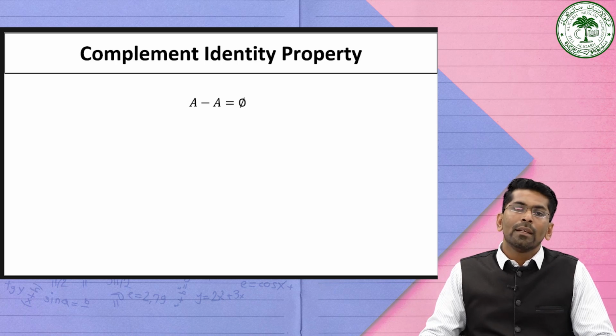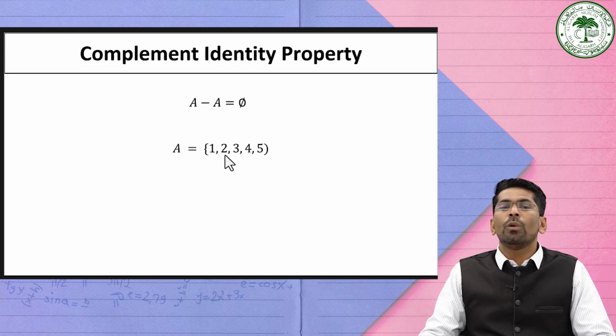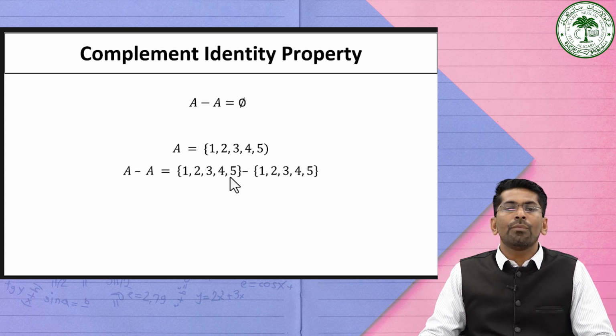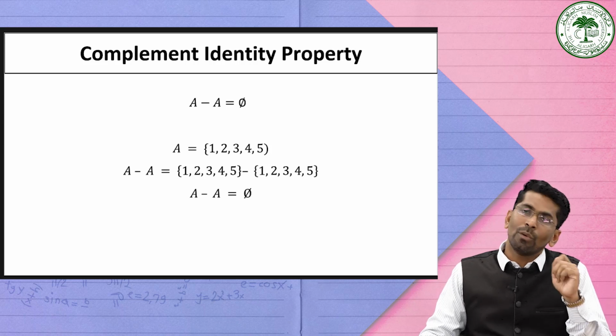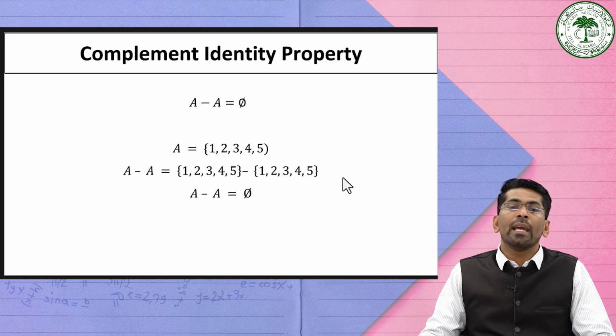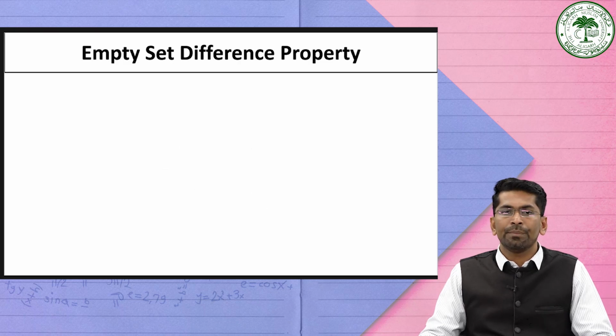We can prove that A minus A is equal to phi by using an example. Let set A be equal to {1, 2, 3, 4, 5}. Then A minus A, that is {1, 2, 3, 4, 5} minus {1, 2, 3, 4, 5}, is equal to phi. When we take the difference of set A with itself, we remove all the common elements, and we get an empty set, phi, because every element in set A is also in set A. Thereby we can have only an empty set.